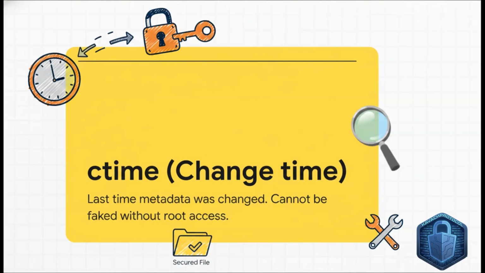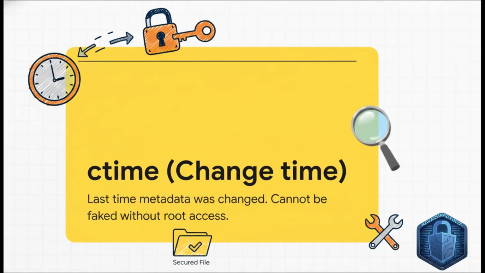Now, forensic investigators rely heavily on 3 key timestamps when auditing a breach. Every file has an access time, a modify time, and a change time. And here's why this matters to you. Attackers know exactly how to manipulate these. If a hacker installs a backdoor, they'll use simple terminal commands to fake the modify time, making the file look like it hasn't been touched in years, just to cover their tracks.